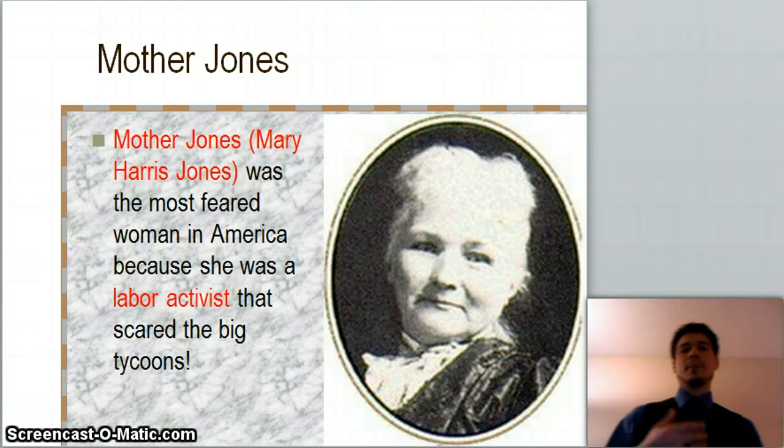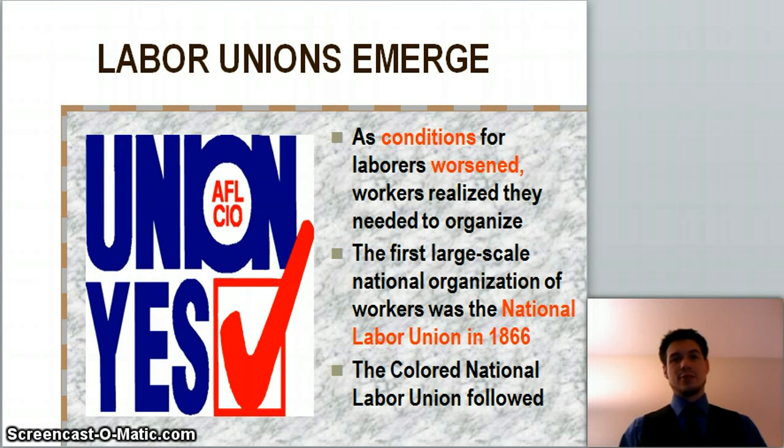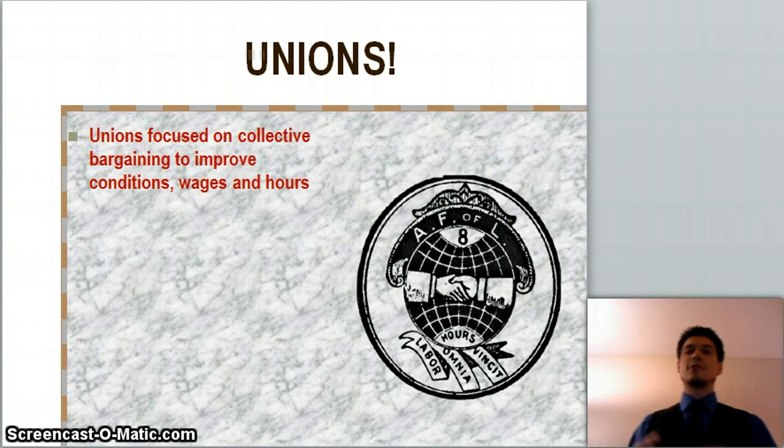And then we come to Mother Jones, Mary Harris Jones. She is the most feared woman in America because she was a labor activist that scared the big tycoons. And of course, labor unions emerged out of this. Conditions for laborers worsened, and so we have the first large-scale national organization called the National Labor Union in 1866. Again, colored national labor unions soon followed after that. But these are your first unions. Again, unions focused on collective bargaining to improve conditions, wages, and hours.